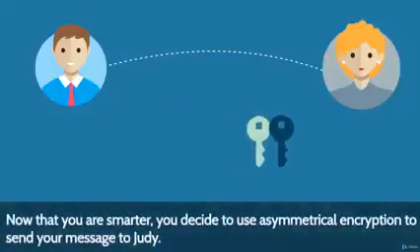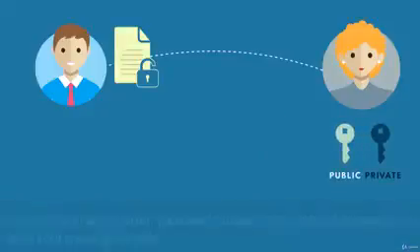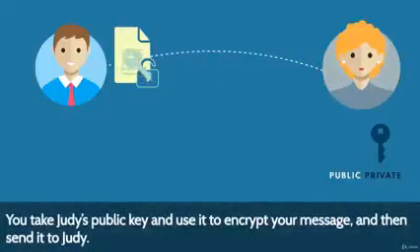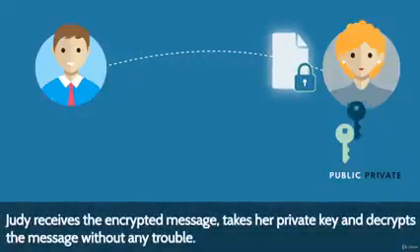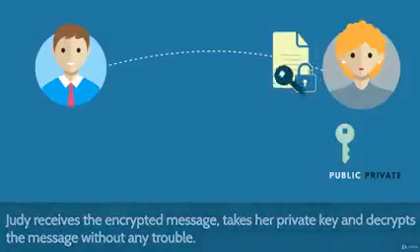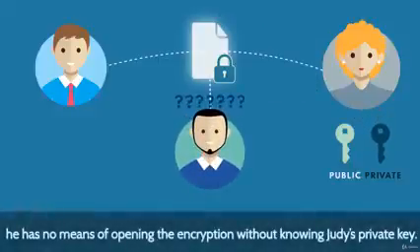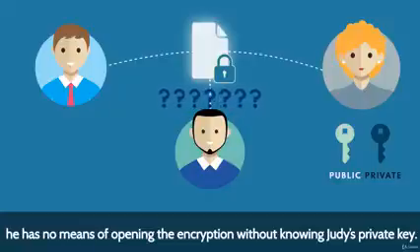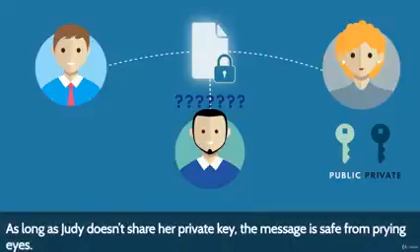Now that you're smarter, you decide to use asymmetrical encryption to send your message to Judy. You take Judy's public key and use it to encrypt your message, and then send it to Judy. Judy receives the encrypted message, takes her private key, and decrypts the message without any trouble. Now, when Jack gets his hands on this encrypted message, he has no means of opening the encryption without knowing Judy's private key. As long as Judy doesn't share her private key, the message is safe from prying eyes.